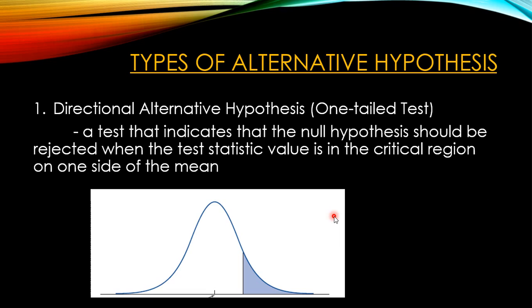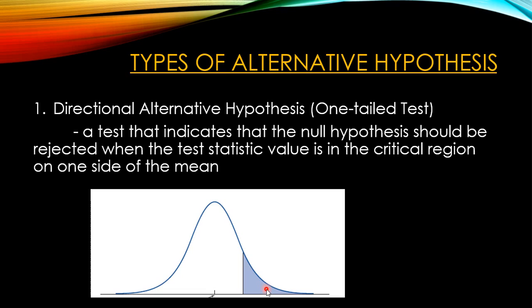Pero, when we talk about alternative hypothesis, meron tayong dalawang uri niyan. We have the directional alternative hypothesis, or we also call this as one-tailed test. It is a test that indicates that the null hypothesis should be rejected when the test statistic value is in the critical region on one side of the mean. So, pag tumingin tayo ng isang normal curve, tapos yung ating critical region o yung shaded part natin kung saan nagre-reject ng null hypothesis, kapag nasa isang side lang ito, we call this a one-tailed test.